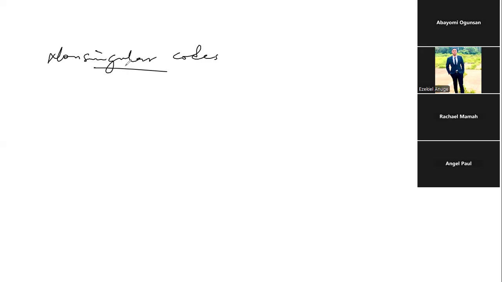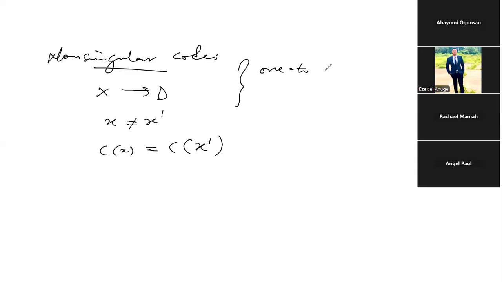So a code is said to be non-singular if every element of the range of X maps into a different string in D. So it means that S, for instance, is mapping to a different string in D, such that X is not the same as S. Therefore, the code word C of S is not the same as the code word C of X, because here we are doing one-to-one mapping. And this is literally sufficient for unambiguous decoding.